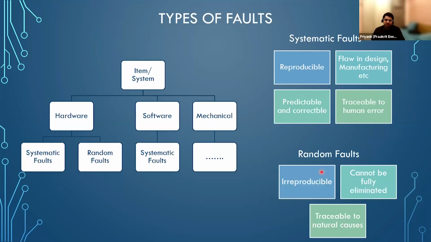On the other hand, random faults have three properties. They are irreproducible, which means you cannot reproduce them. They happen due to a random chance event. And even if you repeat those conditions, it's not necessary that the fault will happen again. You cannot fully eliminate random faults. And this is where the ISO definition of unreasonable risk comes in.